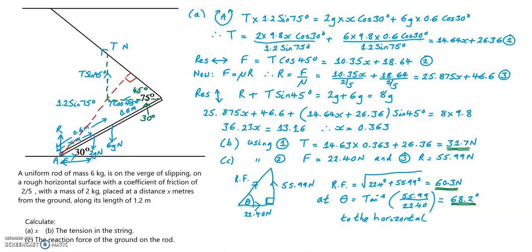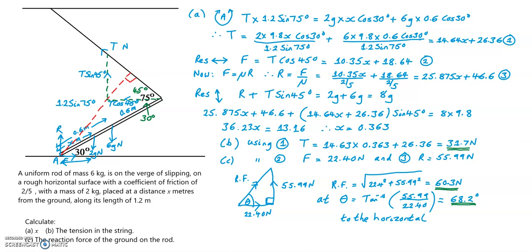The 2 kilogram mass will have a weight of 2G newtons, and that will act vertically downwards at a distance of x meters from the foot of the rod. Because the rod is on the verge of slipping, it will be slipping horizontally to the left, so the frictional force will oppose that motion horizontally to the right and is denoted by F. There will also be a normal reaction of the rough ground on the uniform rod acting vertically upwards, shown as force R. There will also be a tension in the string denoted by T newtons.